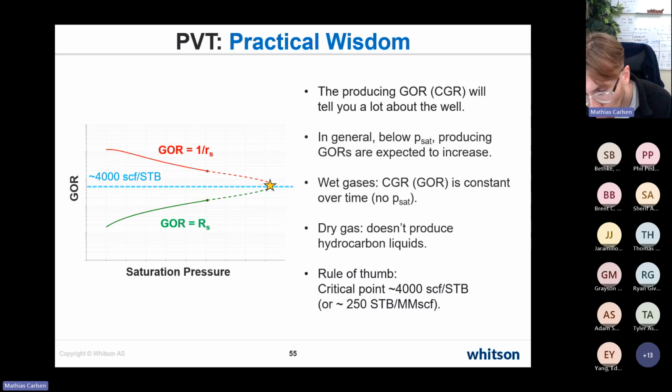Then a rule of thumb that could be really helpful for you to know about is 250 barrels per million, 4,000 scf per barrel. That particular point is close to what we call the critical point. The critical point is when it's impossible to distinguish: is this an oil? Is it a gas? What is it? At that point it doesn't really matter what you call it, because at the critical point the properties of oil and gas will converge, so that they have the same saturation pressure, same GOR, same formation volume factors, same compressibility, et cetera.